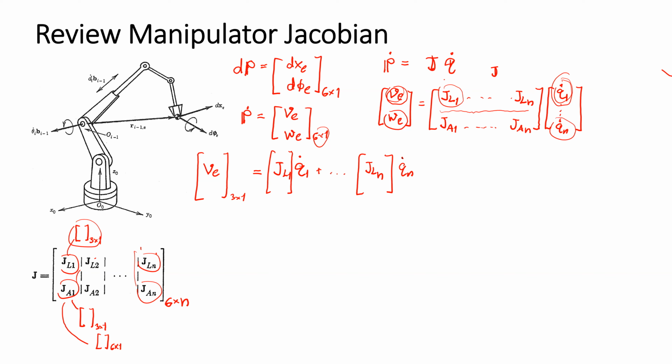we said that for a prismatic joint, JL1, any prismatic joint JLi, multiplied by the joint speed of joint i, JLi, 3×1, multiplied by the joint speed of any joint, needs to equal the velocity vector at the endpoint.